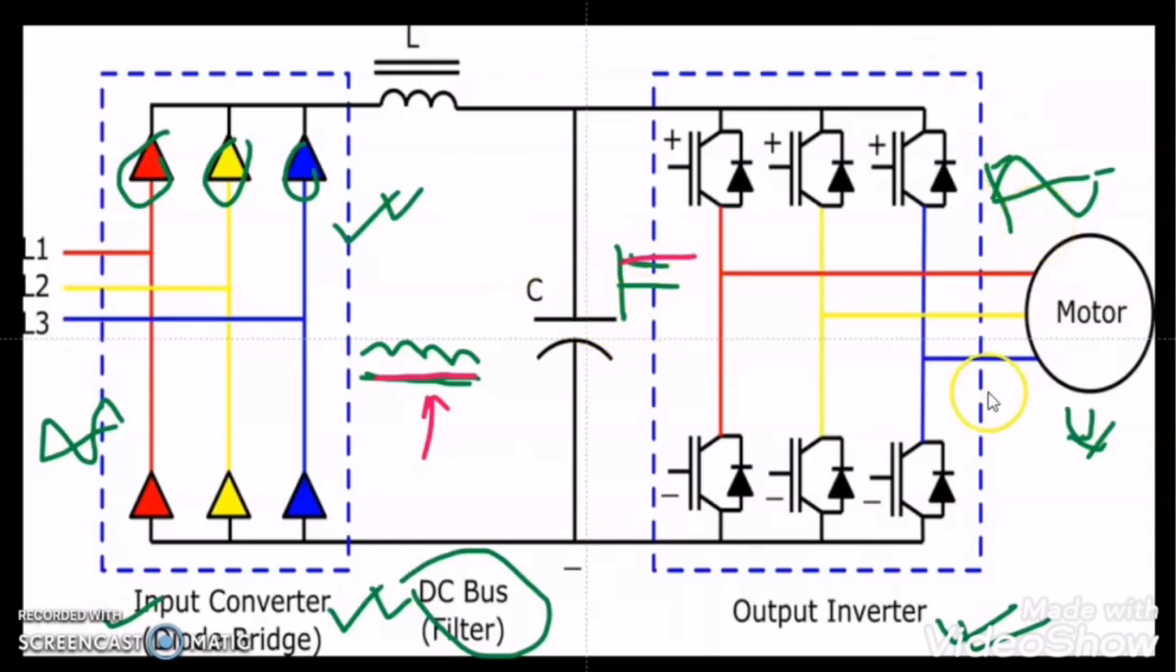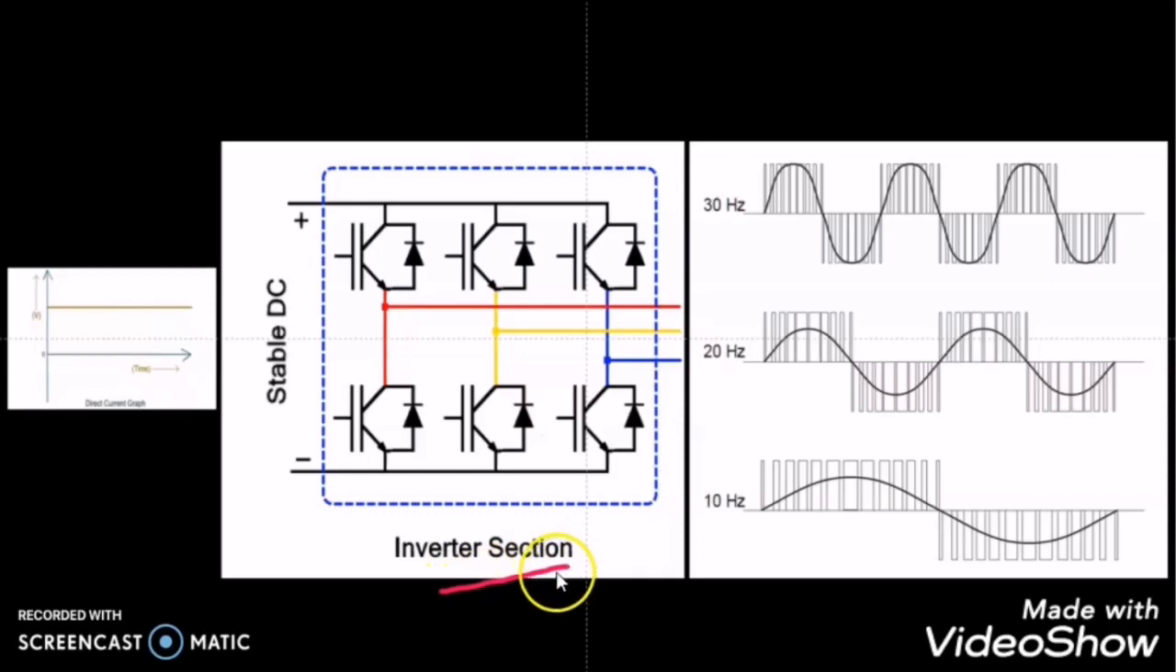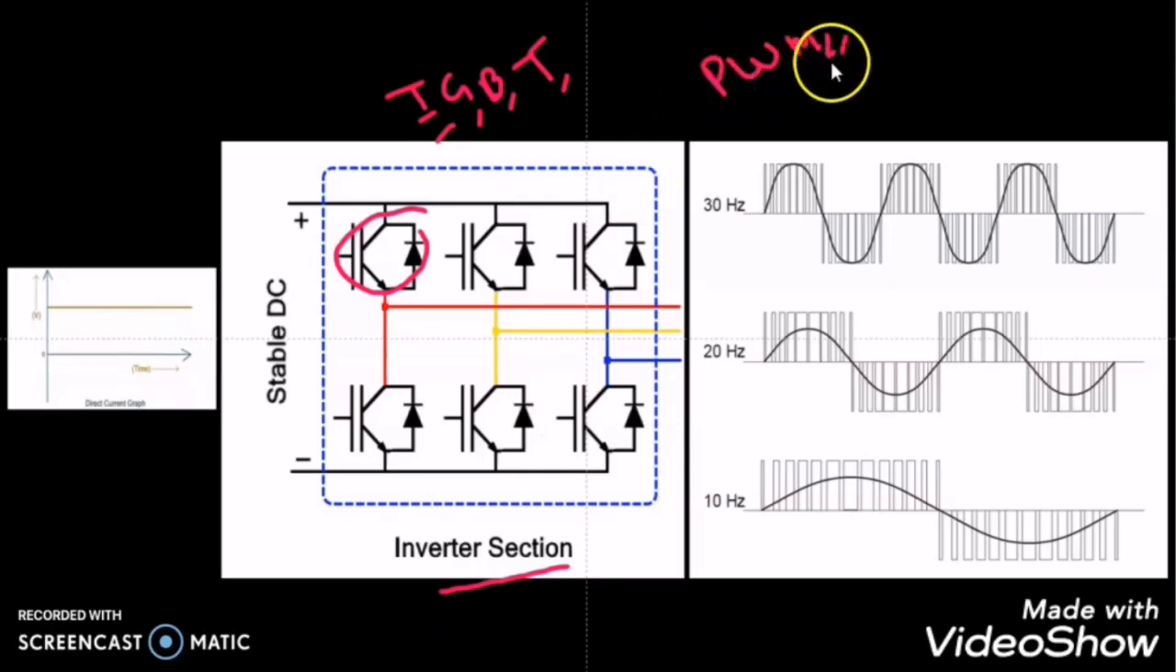Now let us understand what the output inverter is doing and how it converts the steady DC supply into an AC supply. The inverter section of the VFD is a combination of IGBTs, insulated gate bipolar transistors. The inverter section of the VFD uses the pulse width modulation technique in order to convert the steady DC supply into the AC supply.